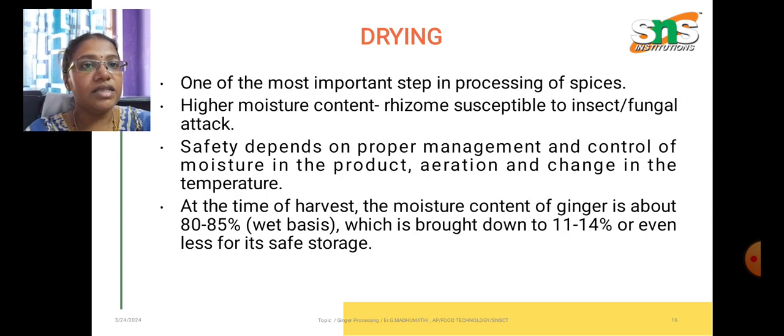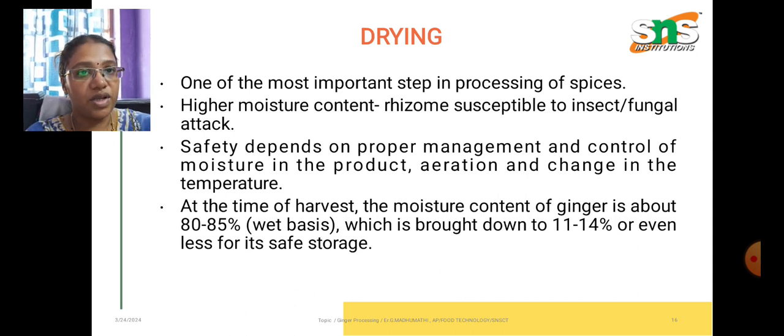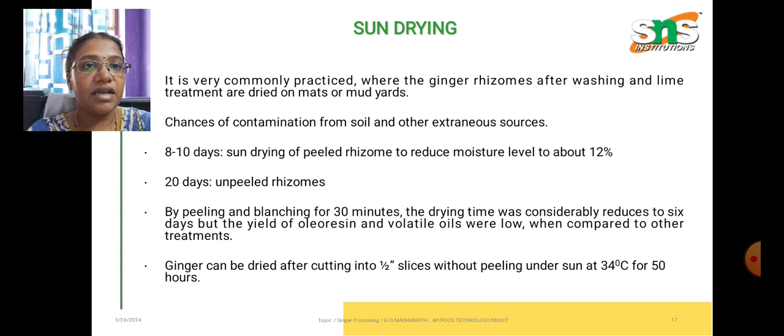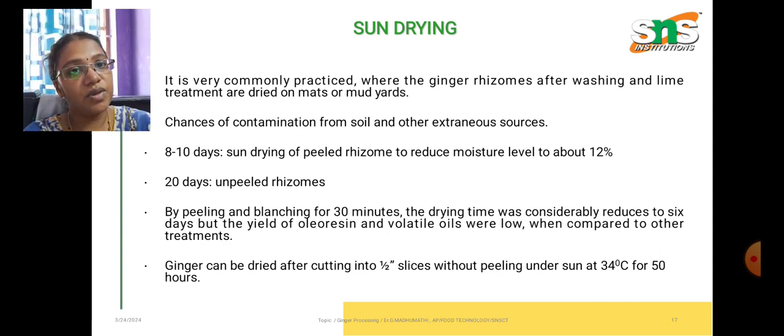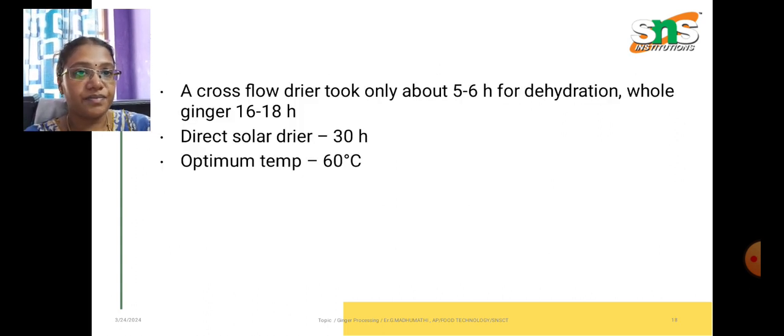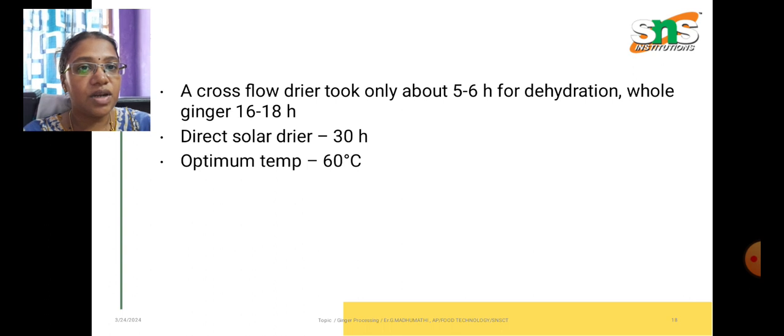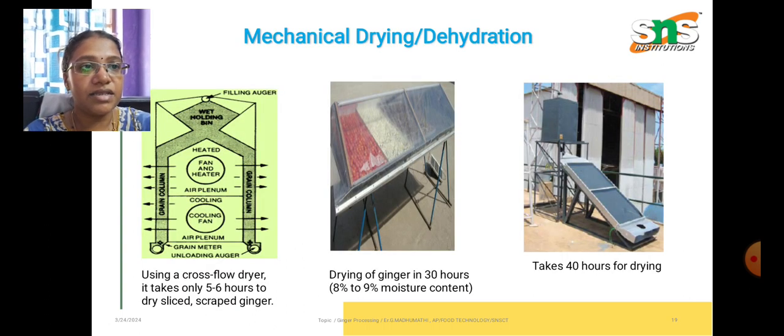And then drying, this is one of the most important steps in the process, where the initial moisture content is reduced to the safe storage level. Sun drying is adopted, where chances of contamination are more. Sun drying takes nearly 8 to 10 days for peeled rhizomes, whereas unpeeled rhizomes take more than 20 days to reduce the moisture content. For that, they adopt fast solar drying or direct solar drying under elevated temperature, maintained at 60 degrees Celsius.